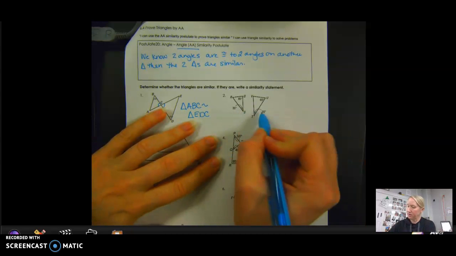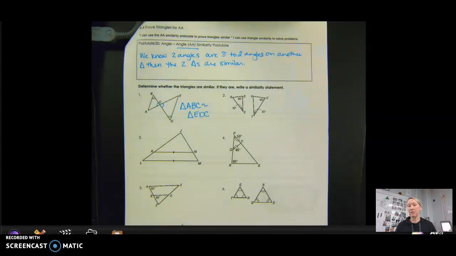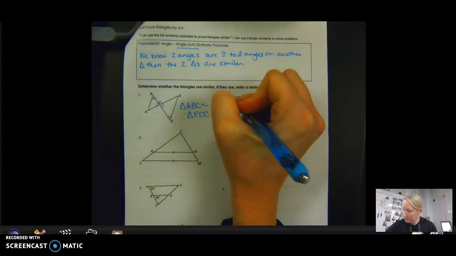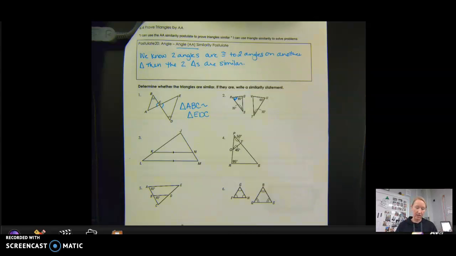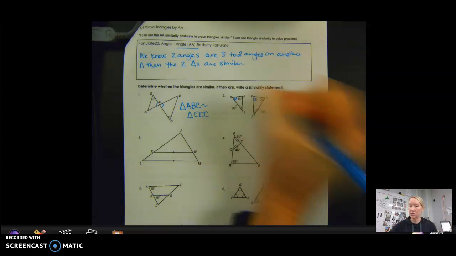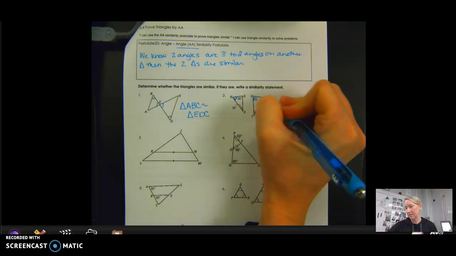Okay, so we have 35, 35, this is 65, and this is 85. What I would need to do is figure out how many degrees R is. So 180 degrees in a triangle minus the 35 they gave us minus the 85 that they gave us. That leaves me with 60 here. If this is 35, this is 65, I can do 180 minus 35 minus 65, and that is 80. So we do not have two angles that are congruent, so these are not similar.